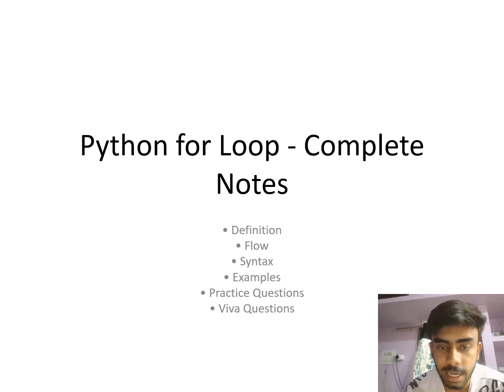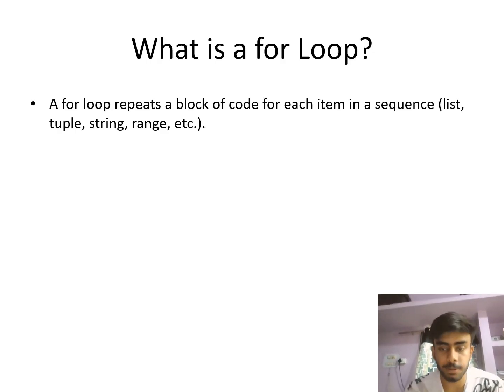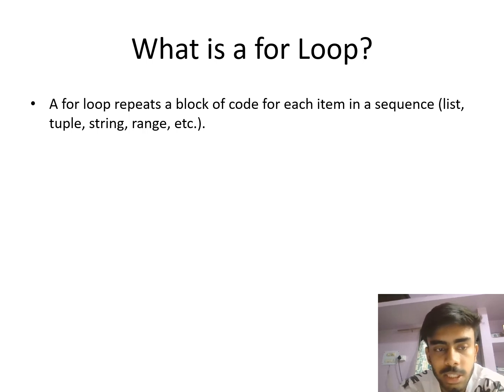So this is our first slide. Now come to the next slide. So what is for loop? A for loop executes a block of code for each item in a sequence like list, tuple, strings, and range, etc. So what is for loop? It is basically a block of code which executes for each item in a sequence. It's called for loop.